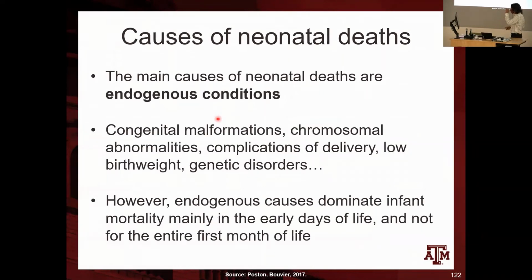Okay? For neonatal deaths, what are the main causes of death? They are mostly related to endogenous conditions: congenital malformations, chromosome abnormalities, complications of delivery, low birth weight, and genetic disorders. Endogenous causes dominate infant mortality mainly in the early days of life, and not for the entire first month of life. So we are talking about the neonatal and the post-neonatal. The neonatal is the first month of life up to 28 days. And even within that interval, the endogenous causes are more prevalent in the first days of life of the baby, and more related to all these different factors that are listed here.